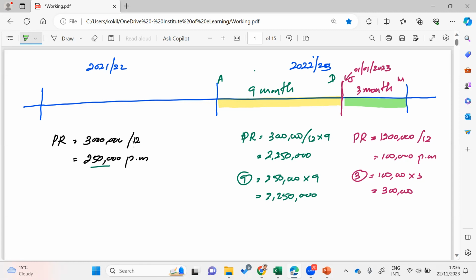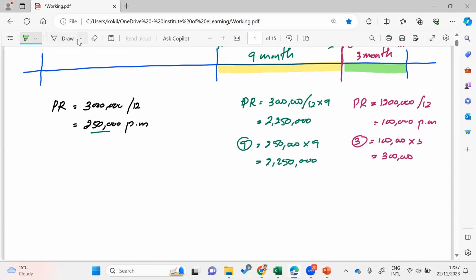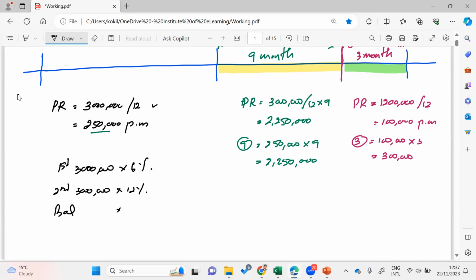When it comes to tax slabs, prior to this change, after the 3 million relief, the first 3 million was subject to tax at the rate of 6%. Then the second 3 million was subject to tax at the rate of 12%. Any balance was subject to tax at the rate of 18%. This law applied up to December 2022.